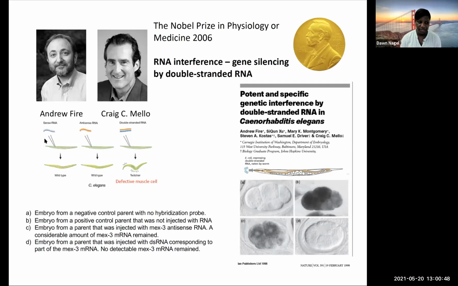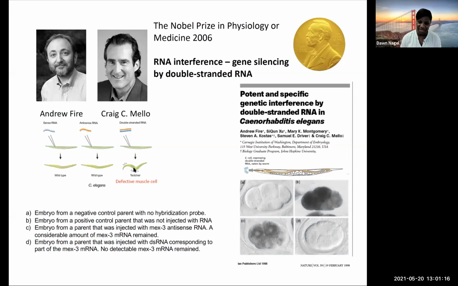And so in this experiment, they targeted a gene in C. elegans that's responsible for behavior. That gene is encoded by MEX3, but it's a gene that causes C. elegans to twitch, right? So if that gene is mutated, the worm just starts to twitch, right?